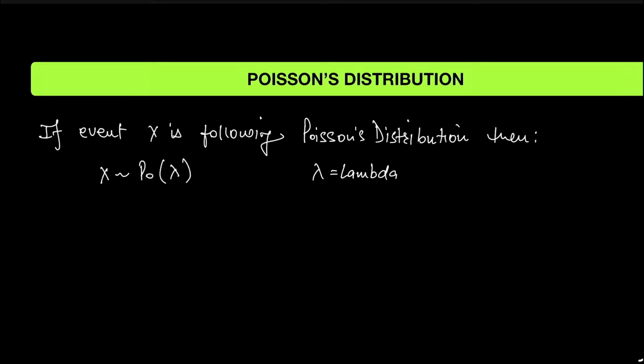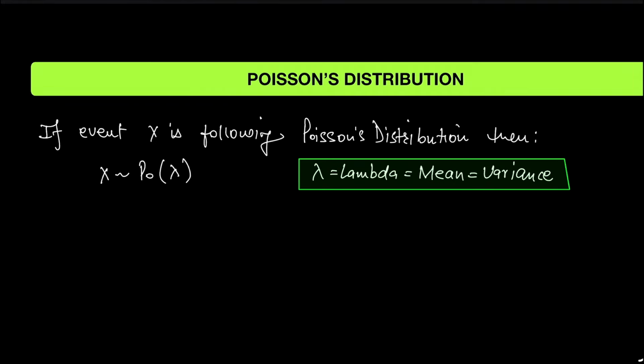Here lambda is actually representing the mean, and actually the mean is always equal to the variance. So I will write that mean and variance both are equal. In case of Poisson distribution, we always remember this thing: mean and variance are going to be equal to each other. So this is the notation in which we represent Poisson distribution.